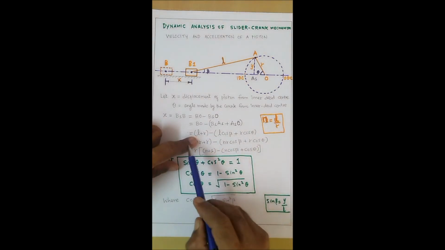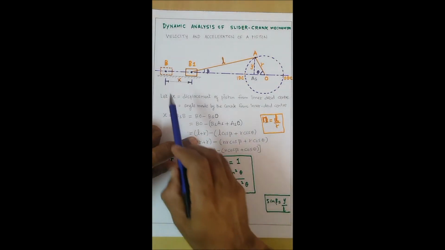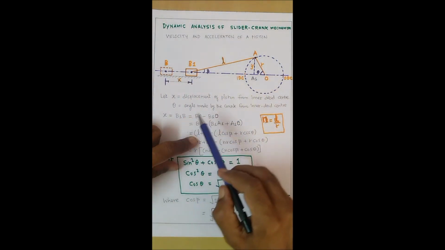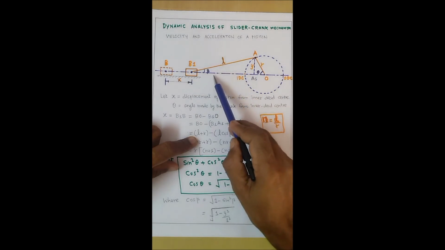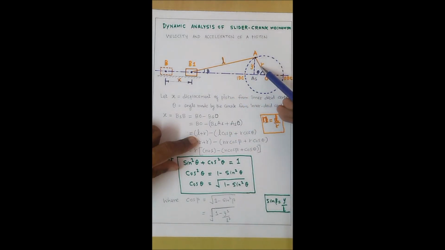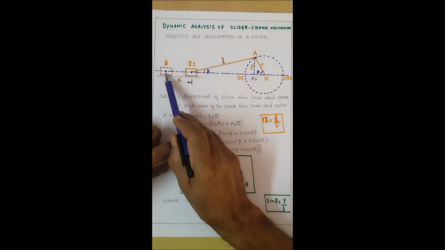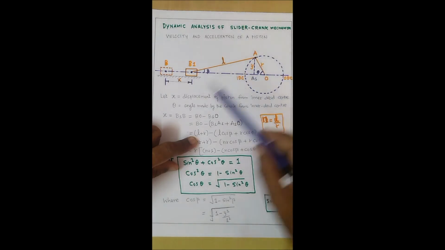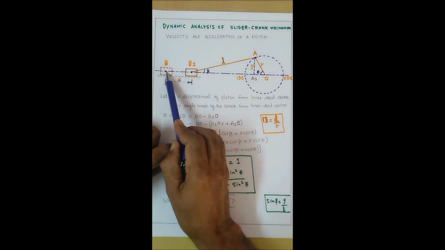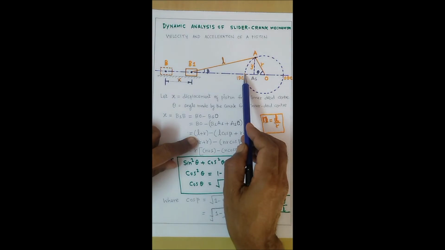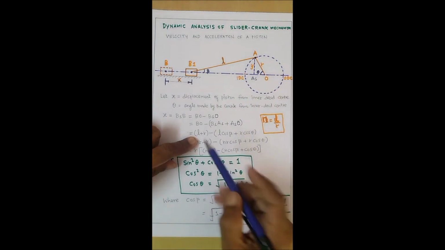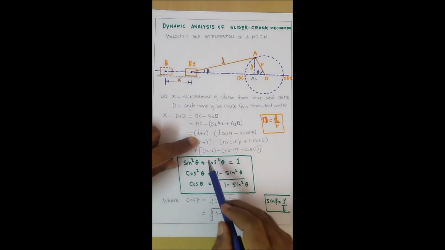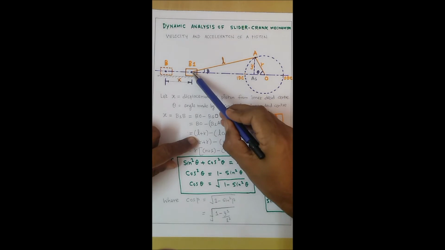Then BO is L plus R. L means connecting rod length. R means crank length. BO is the zero position of the connecting rod and crank. Zero position means the length of the connecting rod plus the length of the crank. That is BO. That is L plus R minus B1A1.